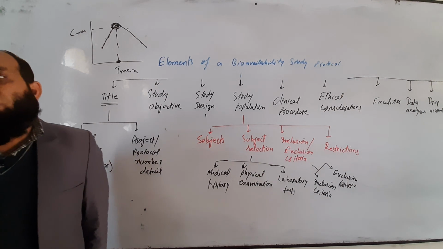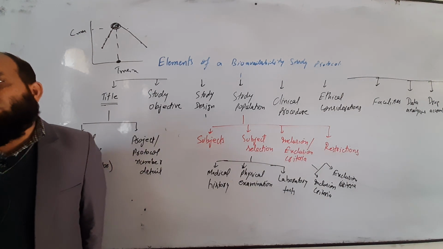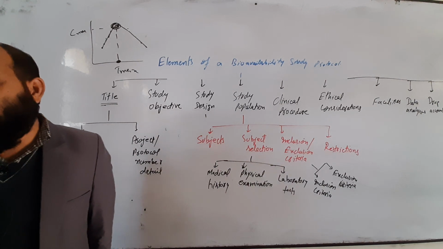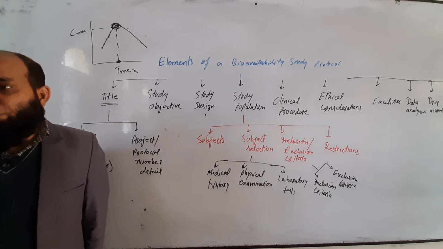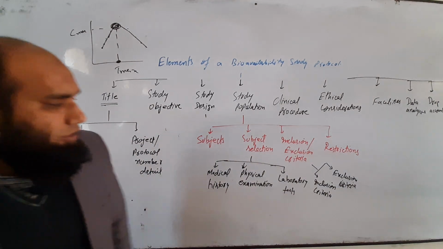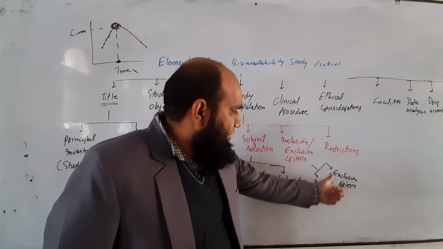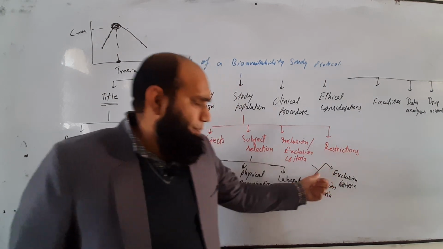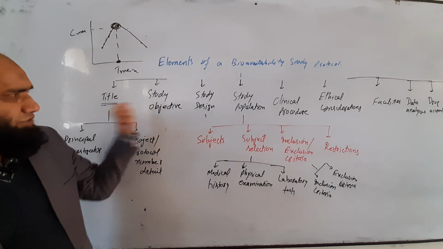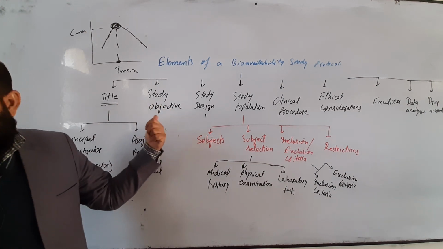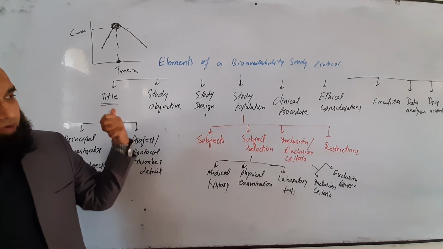Another is inclusion and exclusion criteria. Remember, people who are smokers are not included, but in some conditions we can include them, particularly when we are studying drugs which influence smoking-related parameters. And in the case of exclusion criteria, it will depend on our title and our study objective, what we are looking for.